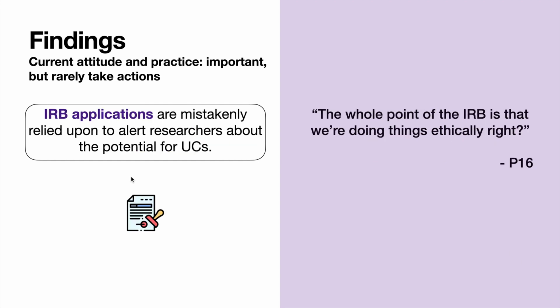Another attitude is that IRB applications are mistakenly relied upon to alert researchers. We use IRB to determine whether a human-facing study is ethical. However, a lot of studies don't involve humans directly. For example, an AI project uses data not directly from humans, but can have profound implications on society. This is a quote about this confusion coming from P16.